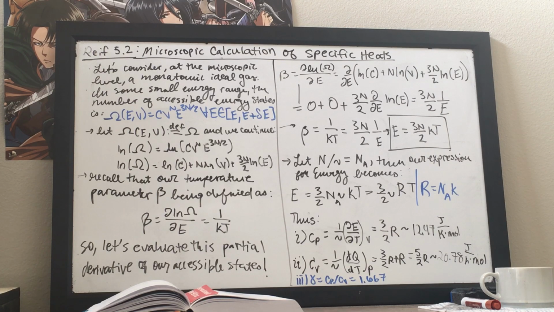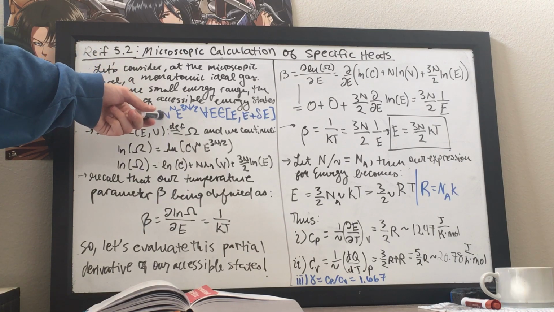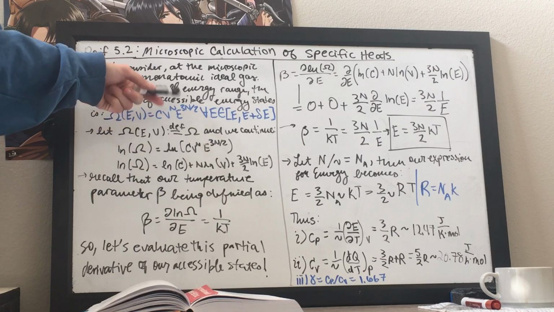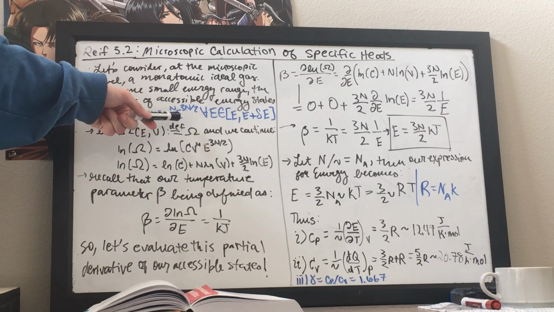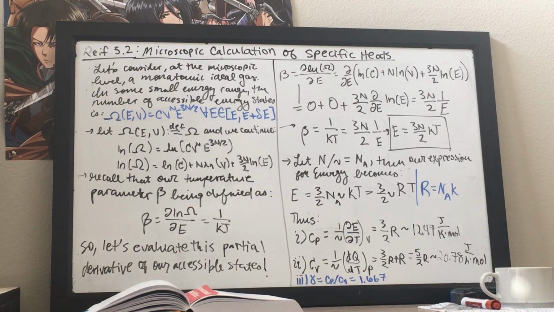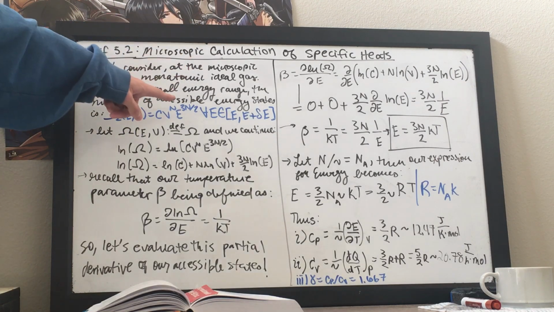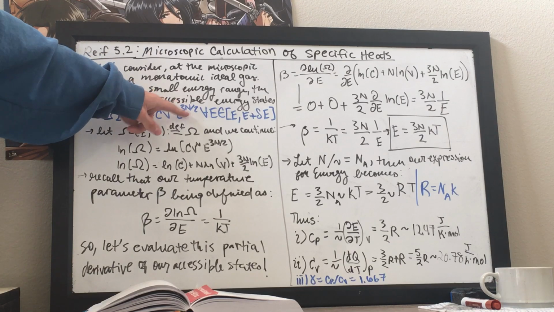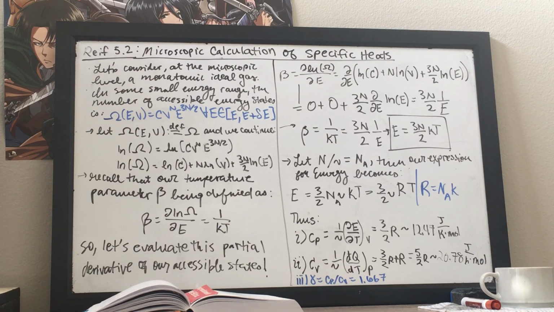Anyway, for a monatomic ideal gas specifically, this is C, some constant, times the volume to the power of N, N being the number of particles in our system, times the energy to the power of 3/2 times N. For a diatomic ideal gas, this gets bumped up to 5N divided by 2 in the exponent.